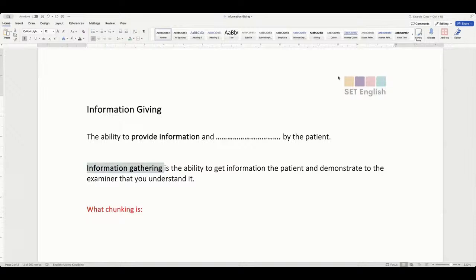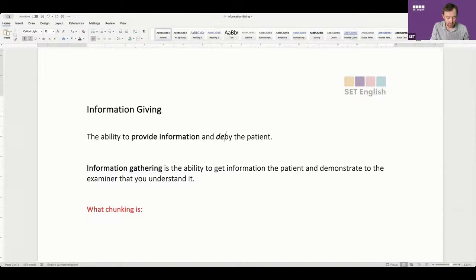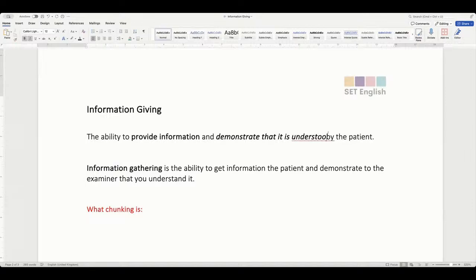It's almost the opposite. So in information gathering, I take information from the patient and I need to demonstrate to the examiner that I understand it. That means clarifying, echoing, summarizing. I'm showing the examiner that I understand it. Here, I need to show that the patient understands my information. So we put in here: and demonstrate that it's understood by the patient. That's what I have to do.